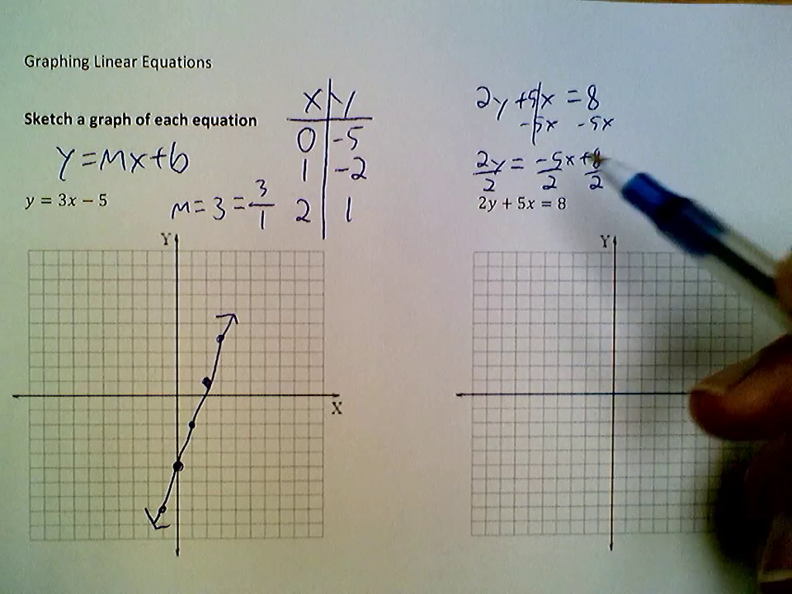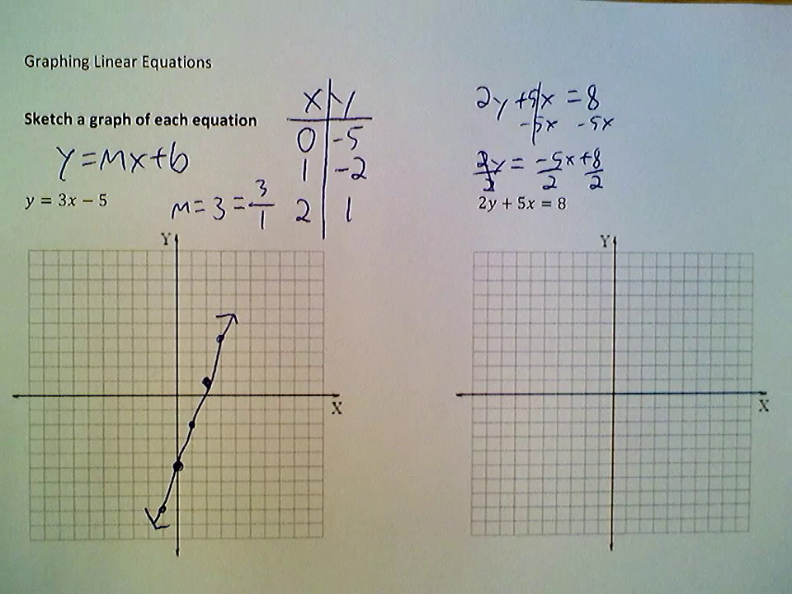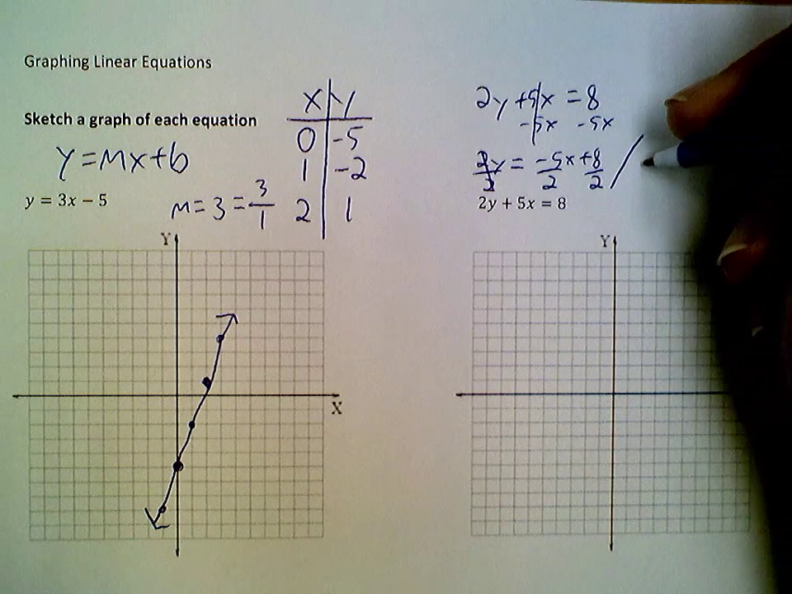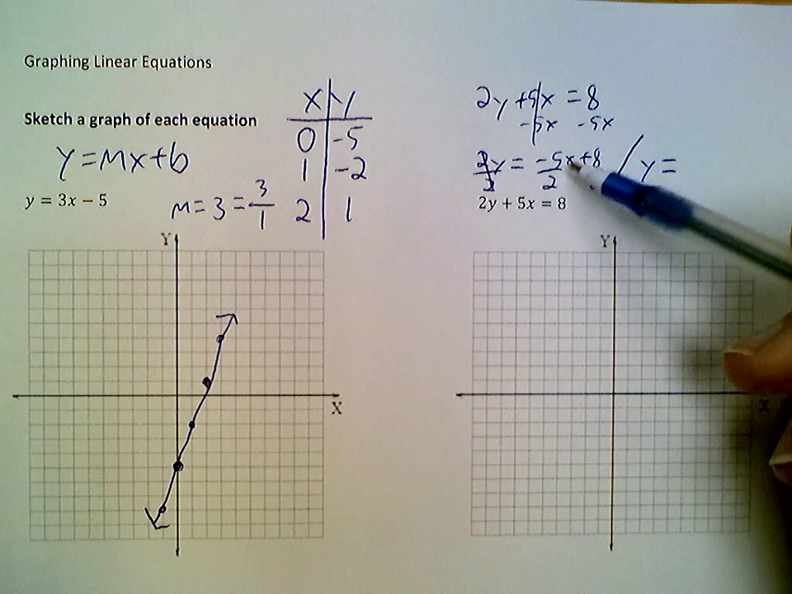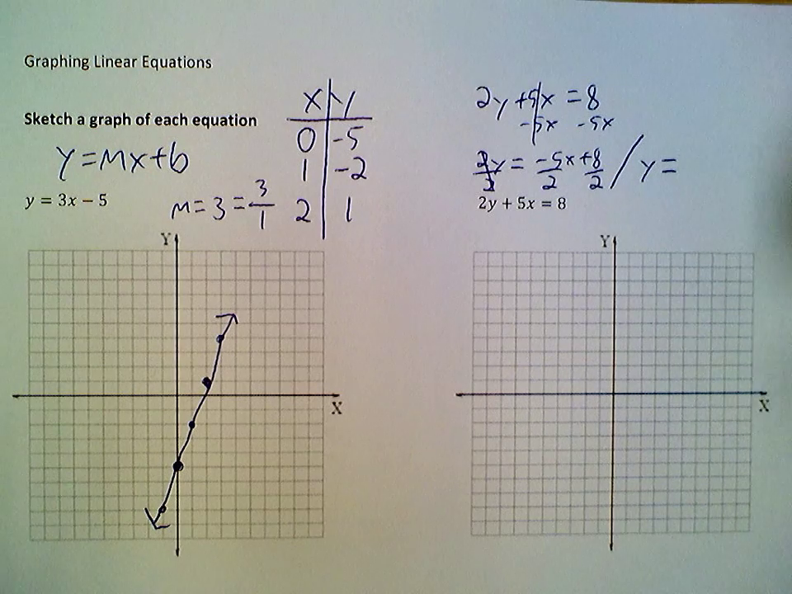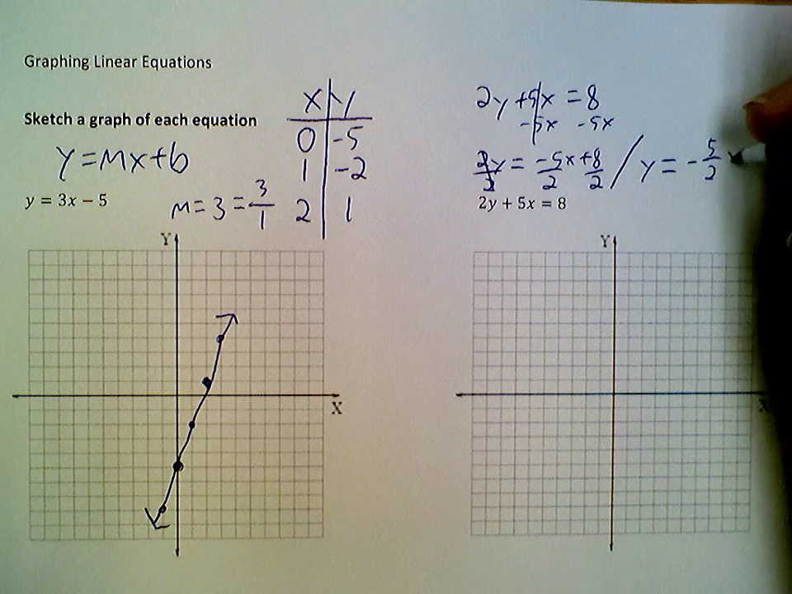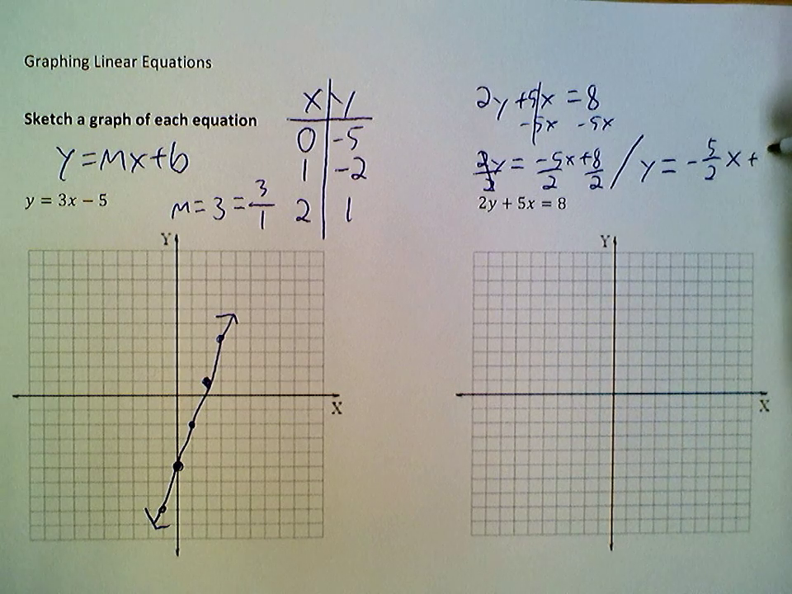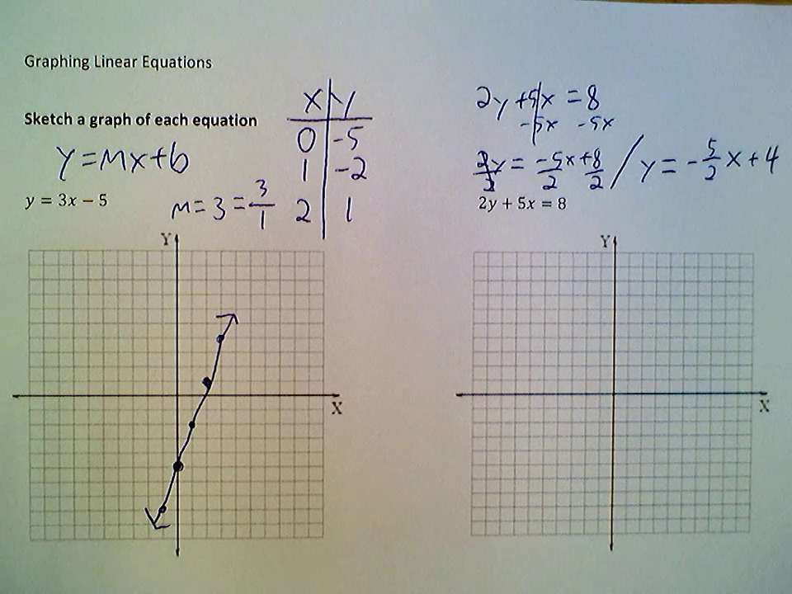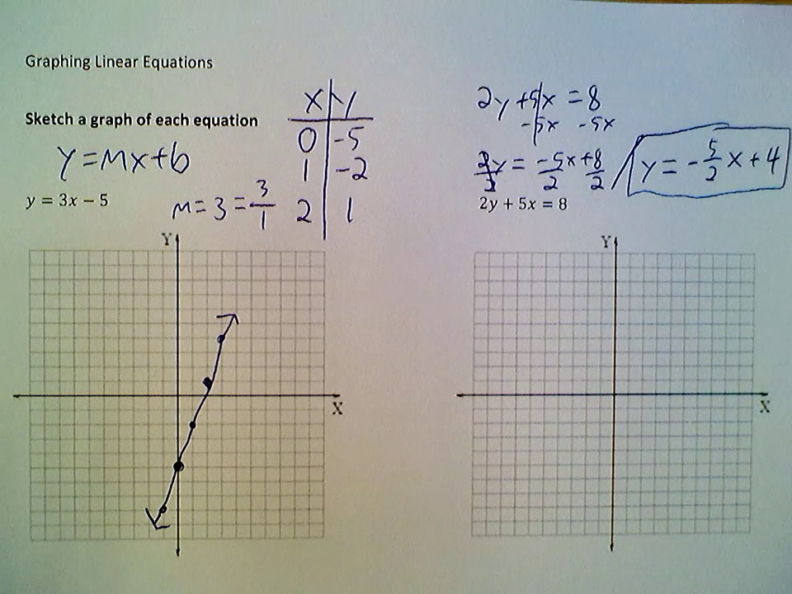So when you divide one thing by 2, you have to divide everything by 2. So these will cancel out and just become 1y. And then on the other side, I've got 1y equals negative 5 over 2x. I would just keep this in fraction form, so I'd leave it as negative 5 over 2. And then 8 divided by 2, you can go ahead and simplify, because 8 divided by 2 is obviously just 4. So now I'm in slope-intercept form, and I can graph this.